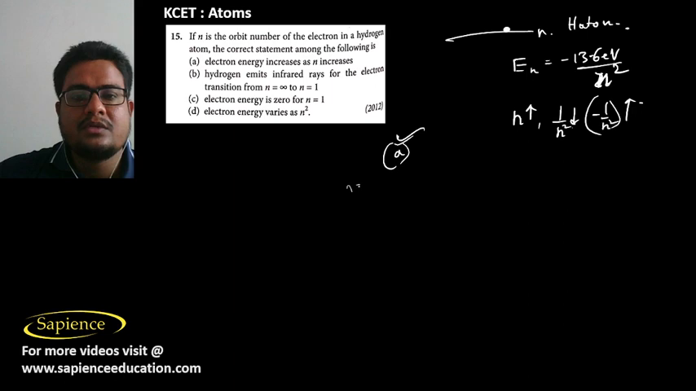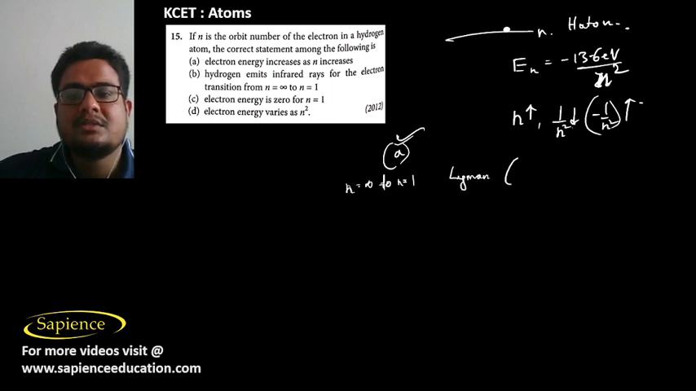The transition from n equal to infinity to n equal to 1 corresponds to the highest energy of the transition in the Lyman series, and the Lyman series is in the ultraviolet region. So hydrogen will emit UV rays, ultraviolet rays. It goes from n equal to infinity to n equal to 1.